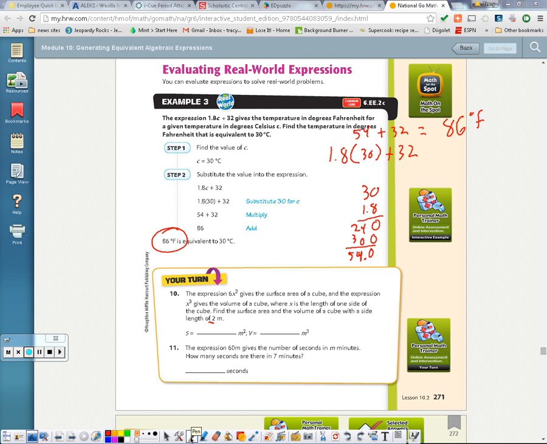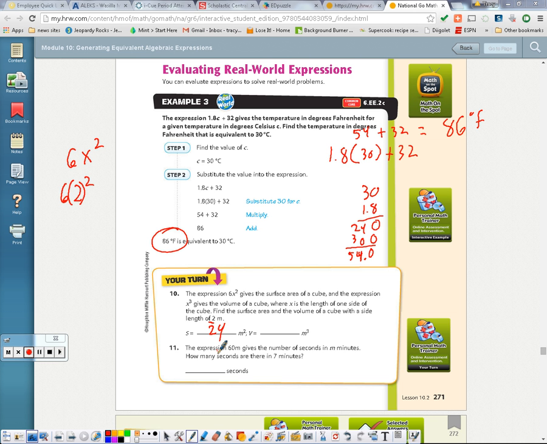Okay, so the formula is 6x squared. If I've got 6x squared, and I know x is 2, now I have 6 times 2 squared. What's 2 squared? 2 times 2 is 4. What's 4 times 6? 24. So it comes out to 24 meters squared.